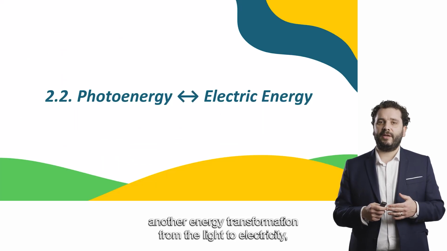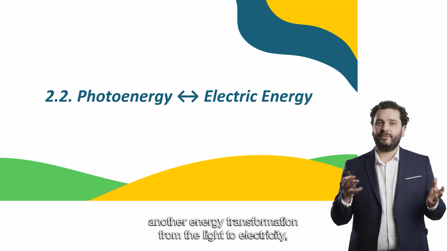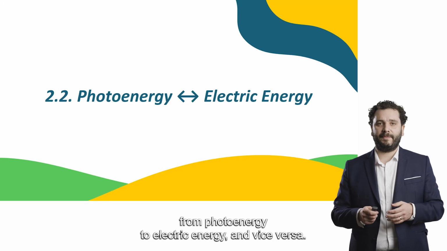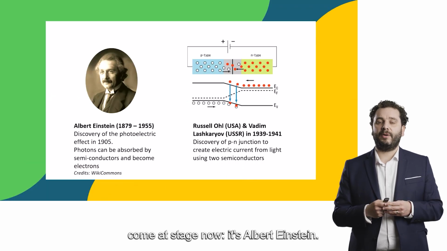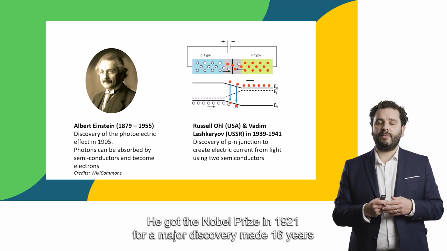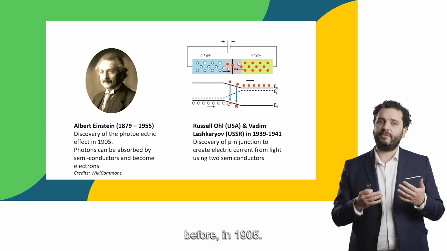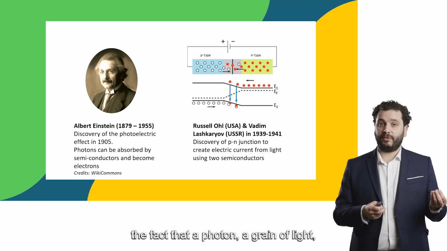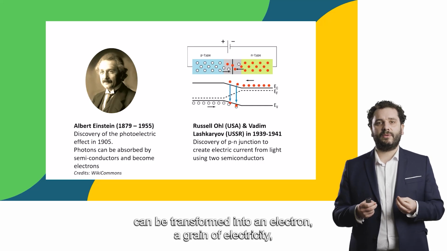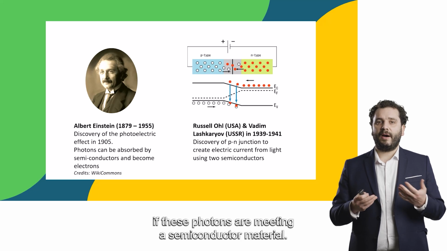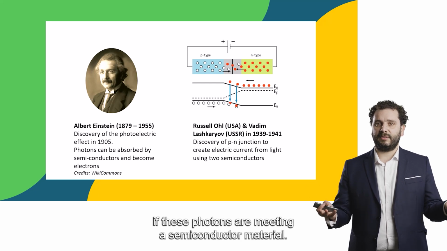Let's switch now to another energy transformation, from light to electricity, from photo energy to electric energy, and vice versa. Another great scientist comes on stage now. It's Albert Einstein. He got the Nobel Prize in 1921 for a major discovery made 16 years before, in 1905. He discovered the photoelectric effect. The fact that a photon, a grain of light, can be transformed into an electron, a grain of electricity, if these photons meet a semiconductor material.